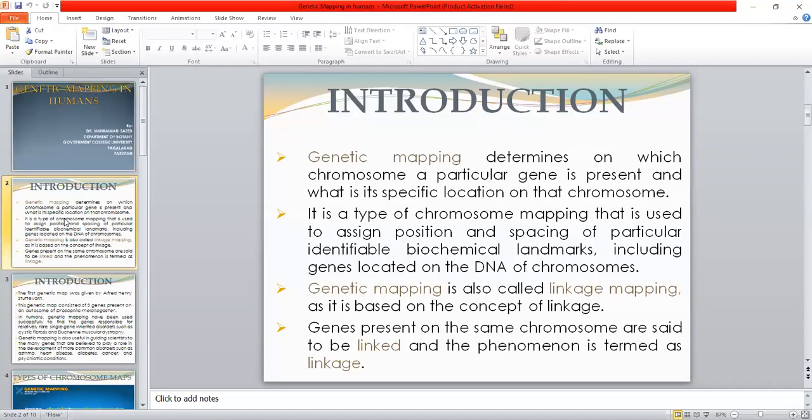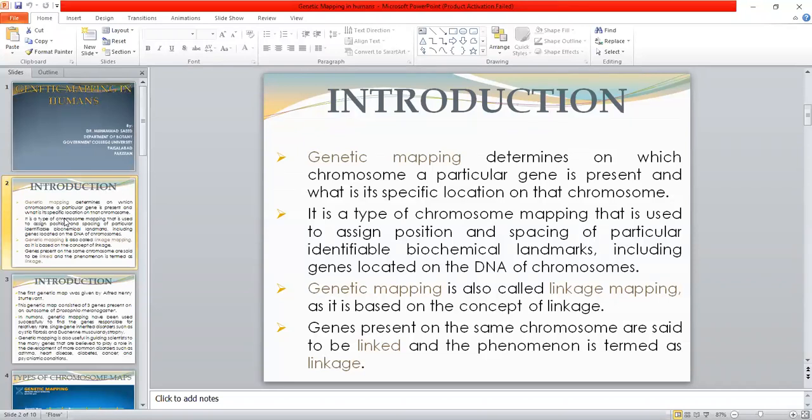Genetic mapping is one type of chromosome mapping technique, and it is based on the concept of linkage. So genetic mapping is also known as linkage mapping. The genes present on the same chromosome are said to be linked, and this phenomenon is known as linkage.